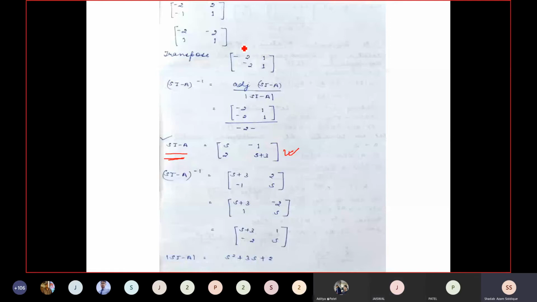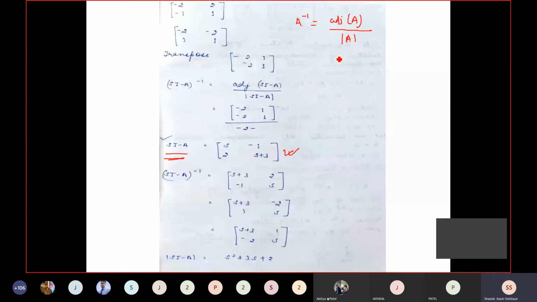Okay. So now see (sI minus A) inverse. So we have a matrix A and we need to find the A inverse. So A inverse will be adjoint of A divided by the determinant of A. So we will be able to find the adjoint of A and we will be able to find the determinant of A. So already we know all these from mathematics. We have already studied this. So we can go through the adjoint and the determinant.